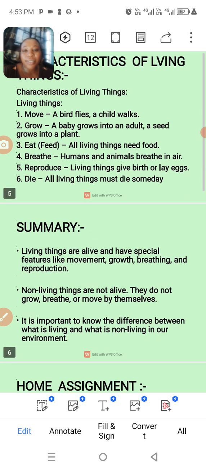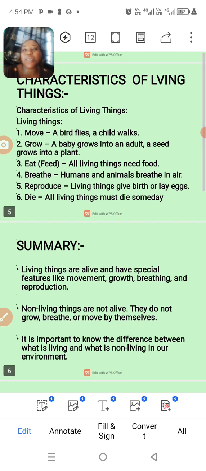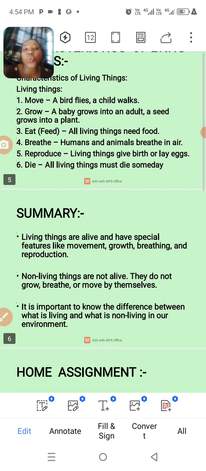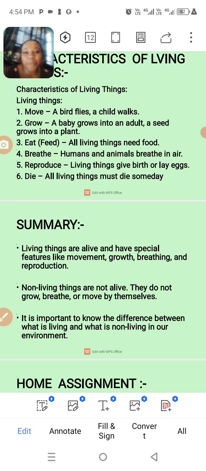Number three, they eat, they feed. All living things need food to grow. Plants grow because there are nutrients in the soil that help them grow. They feed from the nutrients in the soil. They feed from the rays of the sun. That is how they get their energy to grow. The same way human beings, we eat food, we eat fruits to grow.